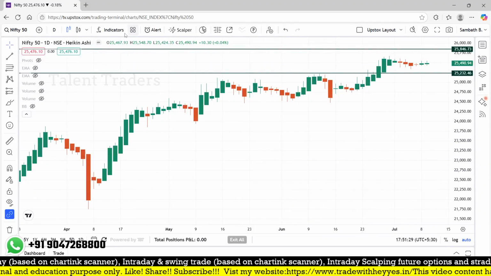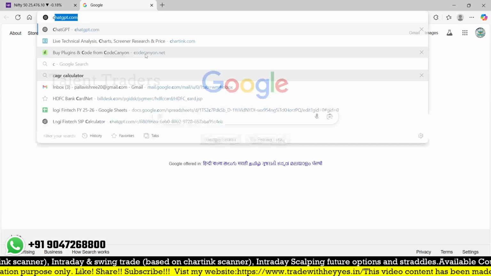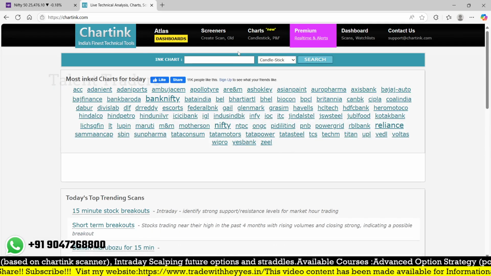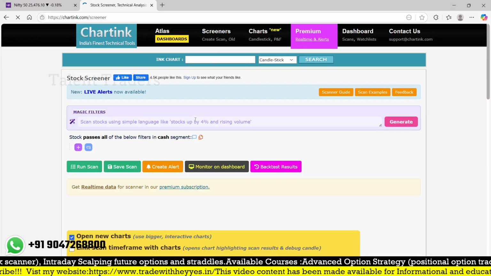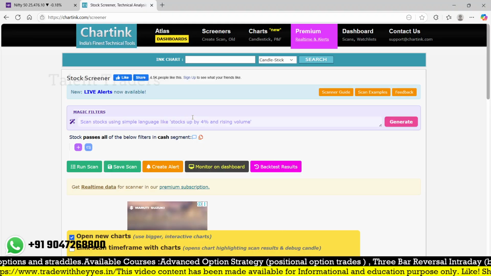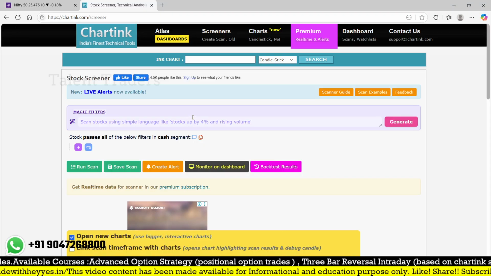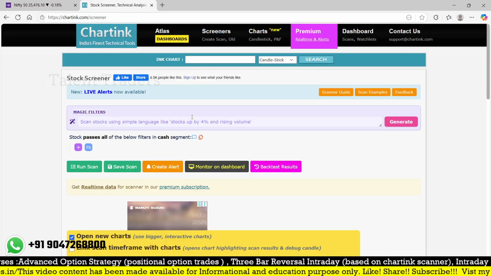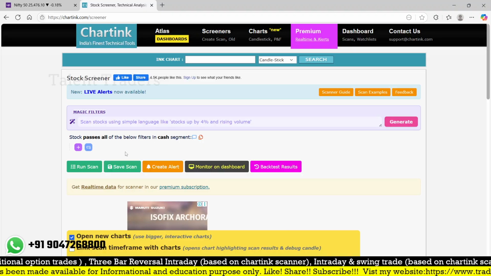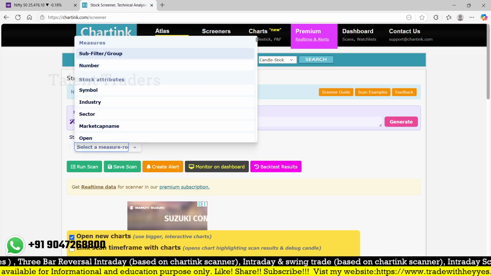We'll try to create a code in charting. How do we find out that particular scanner here? I'm just going to use the normal conditions only. I'm not going to use any custom indicator here. You can just follow the steps and you can also create the same. Let me try to create it.